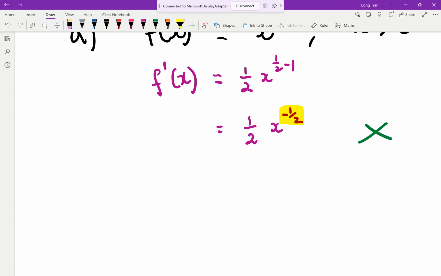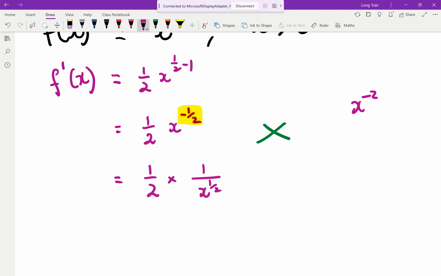Very good. So again, same thing using index laws. Remember, negative powers you can flip. So this is the same thing as writing half times 1 over x to the power of half. If you've forgotten the rule, x to the negative 2 is the same thing as saying 1 over x squared. Well, I'm doing the same thing. X to the negative half is 1 over x to the power of half.